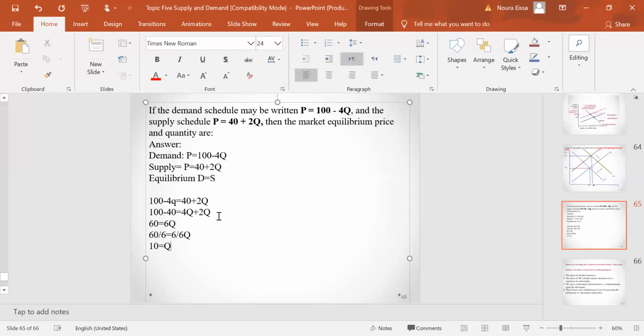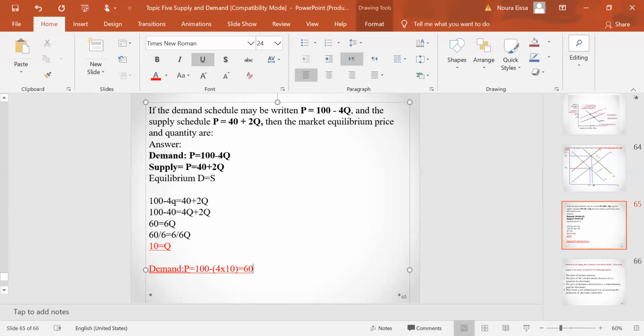Okay, I'm not done here. I only got Q, which is 10. I need to get the price. How will you get price? Substitute it either in your demand curve or in your supply curve. So if I put Q in demand, price equals 100 minus 4 multiplied by 10. That's 100 minus 40, you get 60.